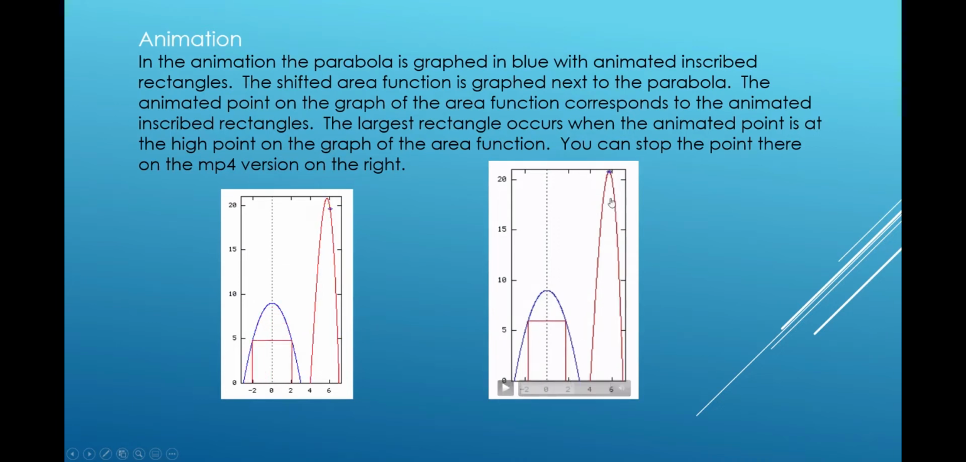So here we've got the animated point stopped at the high point on the graph of the area function, and you can see what the rectangle looks like that gives us a maximum area. Now we don't have a perfect scaling on this picture, but it's pretty close. On the y-axis from here to here is 5 units, and on the x-axis from here over to about here would be 5 units, about the same distance. So it's a pretty accurate picture of the rectangle that gives you a maximum area.